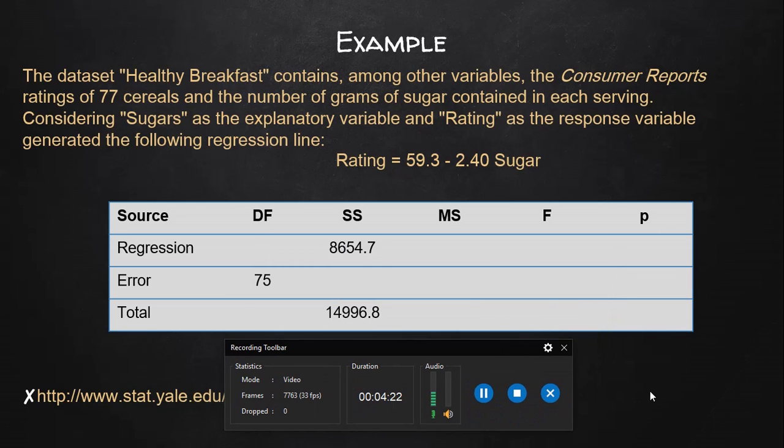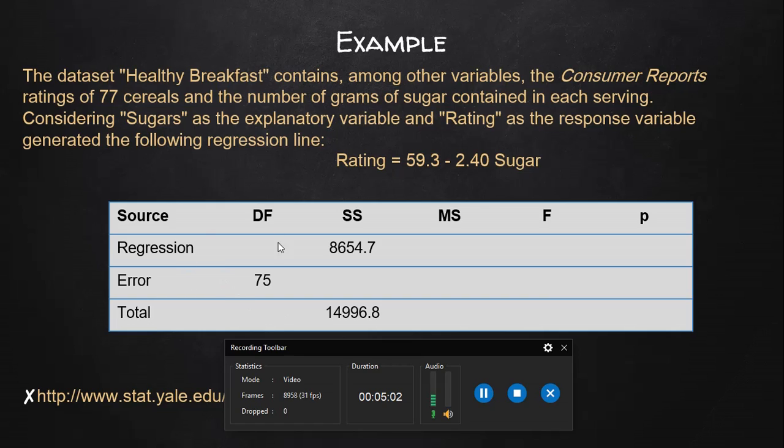So let's try our first example. We have a data set called Healthy Breakfast, and it says that it does have other variables, but we're interested in the number of grams of sugar in each serving. They have a sample size of 77 cereals. They're saying sugars is the explanatory variable and rating is our response variable. And they've provided a linear regression equation to calculate and make a predicted rating value. The values provided in the partially complete table are random. There's nothing special about them. At different times, they'll provide other pieces of information. It's just that we can fill in what's missing.